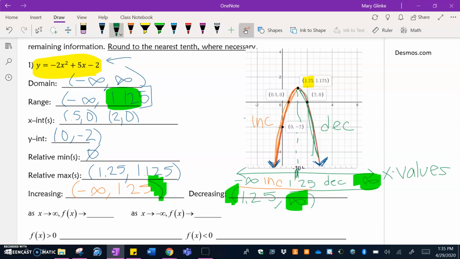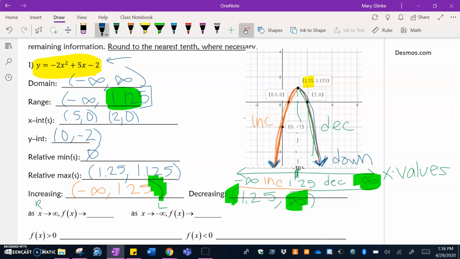Okay, so for the next one, this is our end behavior. This is saying as x goes to positive infinity, as it goes to the right, where is our graph going? And the next one is asking, as it goes to the left, where is your graph going? So as I go to the right, if I were to trace my graph to the right, my graph here is going down.